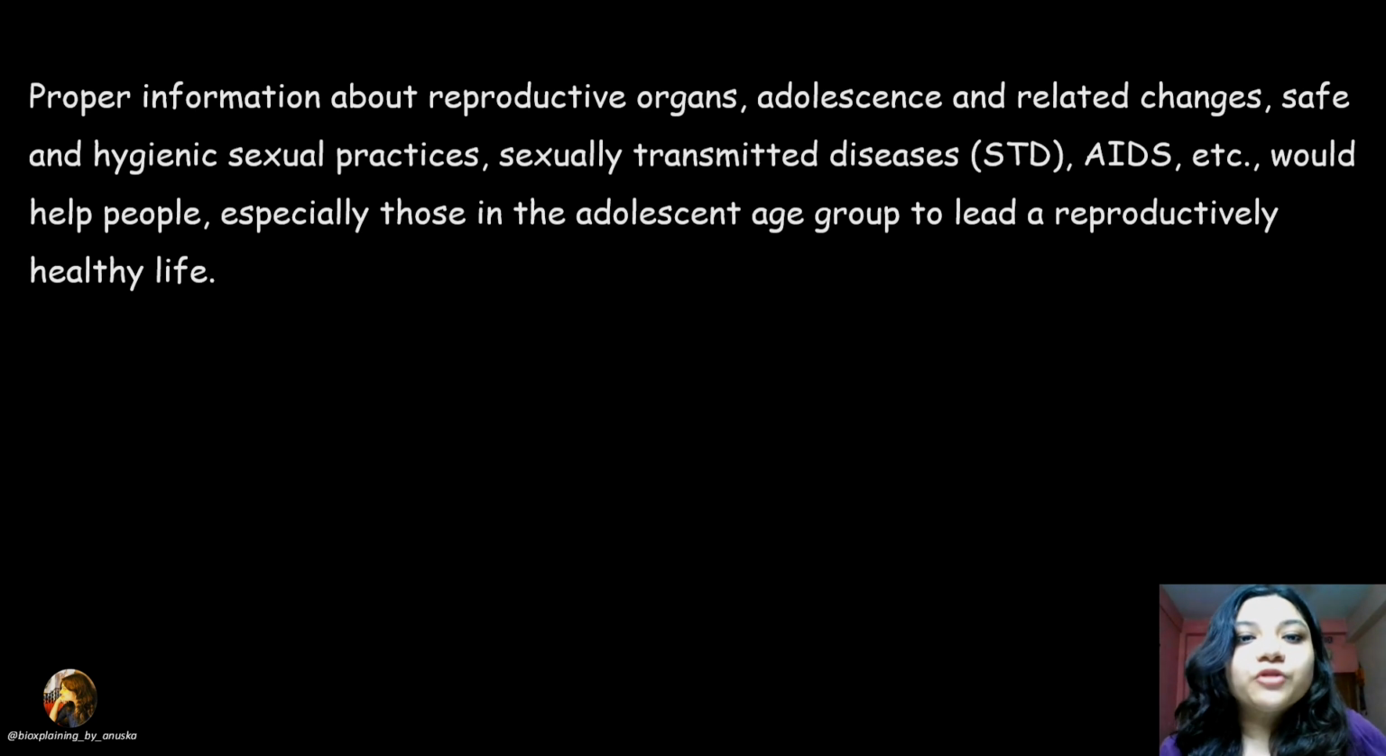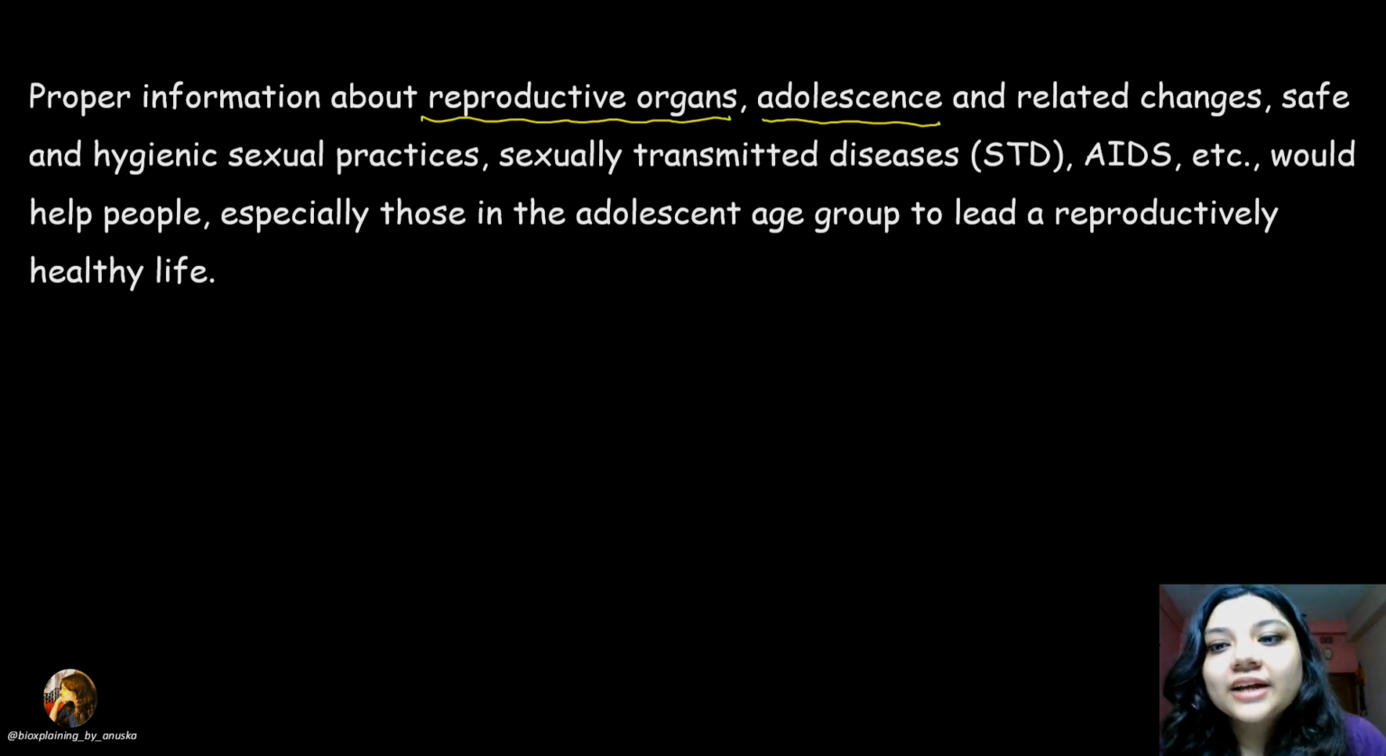Okay, so what other points are there? We should be giving proper information about reproductive organs, then adolescence and related changes, safe and hygienic sexual practices, sexually transmitted diseases, STD, AIDS, etc. This would help people, especially those in the adolescent age group, to lead a reproductively healthy life. So what does this mean? This means that at school or during the adolescent age, people should have proper information about reproductive organs. How do the ovaries work? How do the testes work?